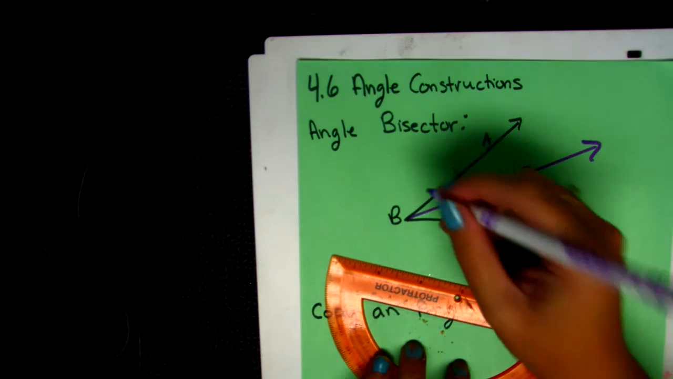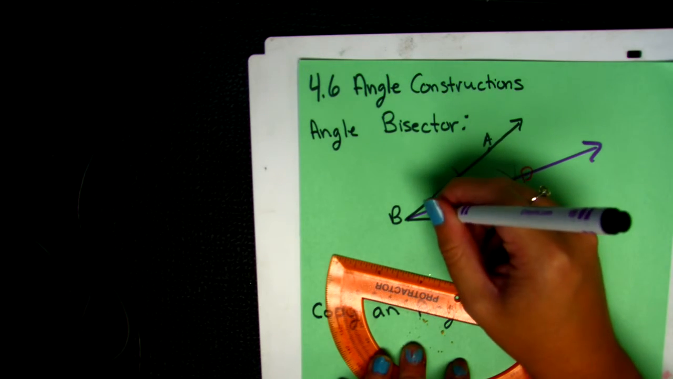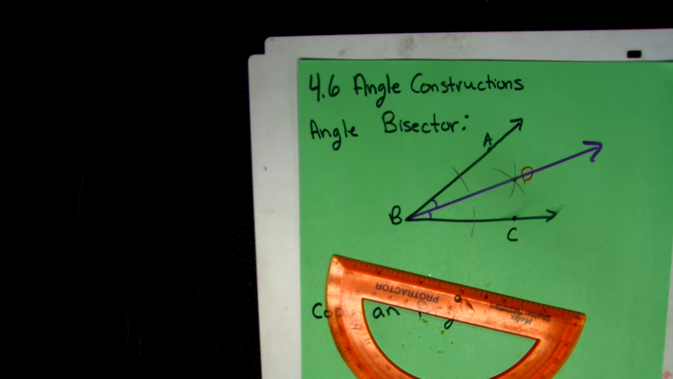And I've now bisected that angle. So this angle and this angle are congruent. All right, so now that I have shown you how to bisect an angle, I have formed an angle bisector. Now I'm going to show you how to copy an angle.